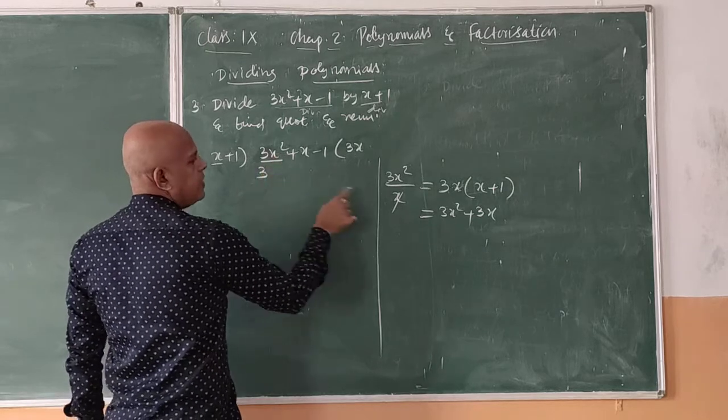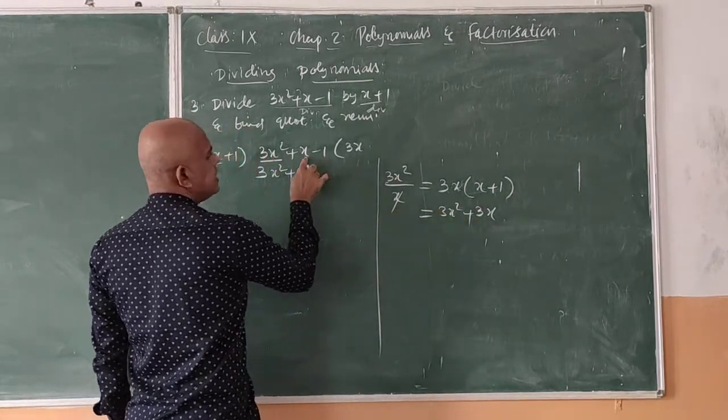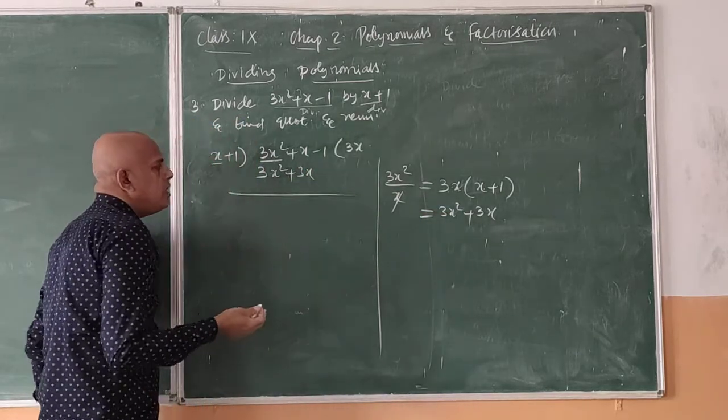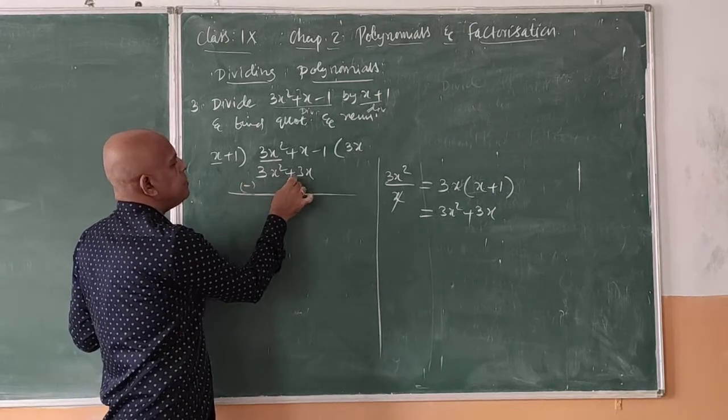So this is 3x square, it is also an x square term. So 3x square plus 3x here. It is an x term, it is also an x term. This is the 3x. So now, as we do in the division of real numbers, we have to subtract here. Plus means minus, plus means minus.